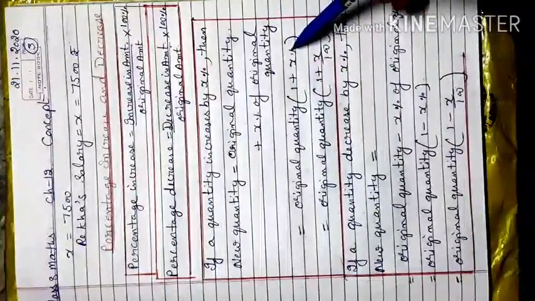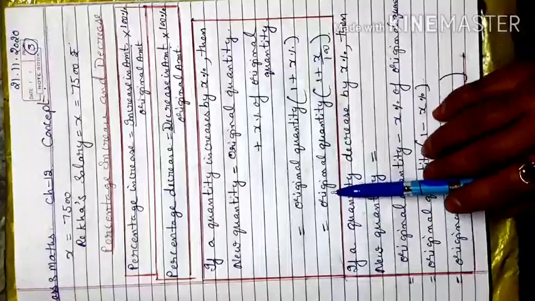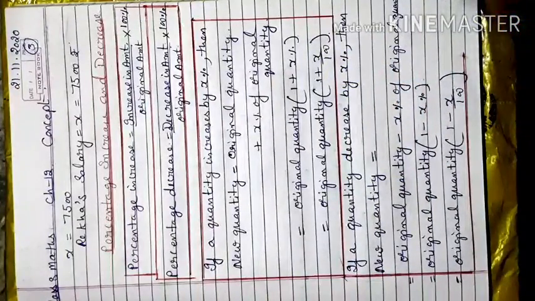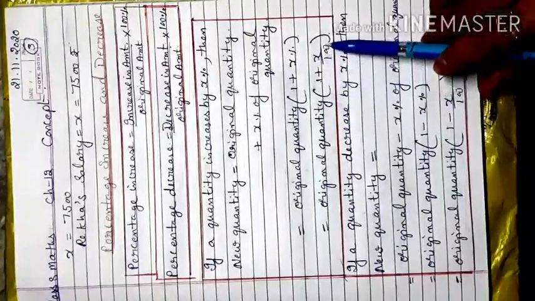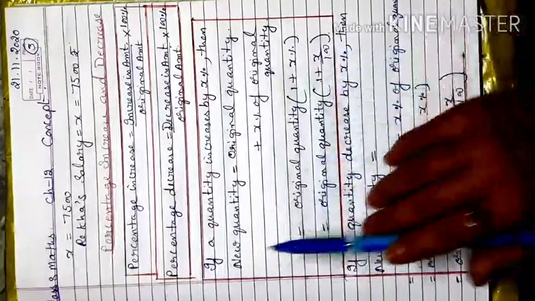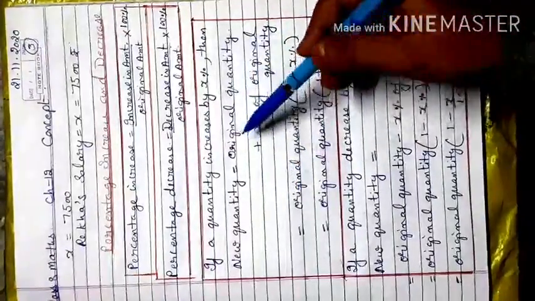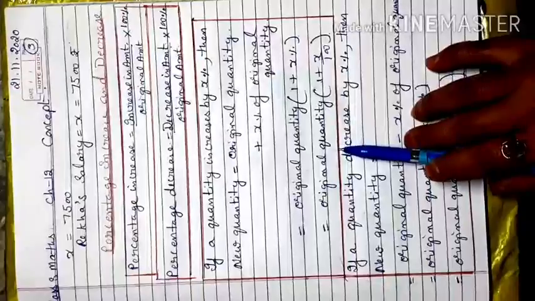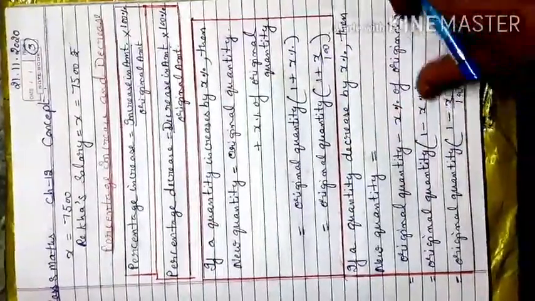Now percentage changes into 100. My required formula for the new quantity is original quantity into 1 plus x by 100. That means if the original quantity and the increase percentage are given and you have to find the new quantity, then instead of doing such a long process, like this step and this step, you can directly multiply the original quantity into 1 plus x by 100, like this.